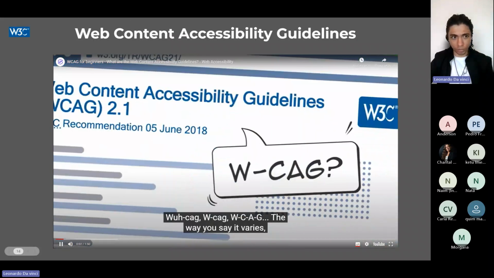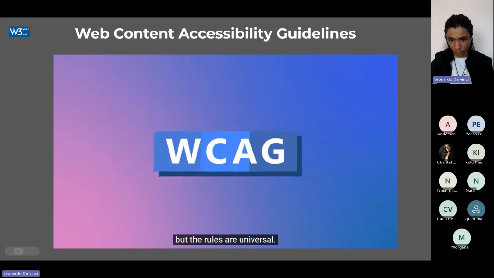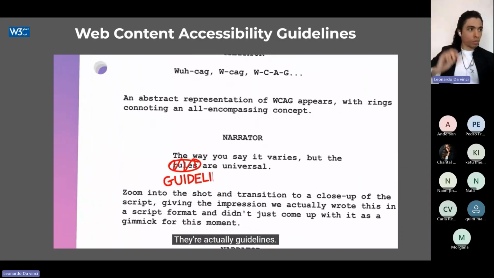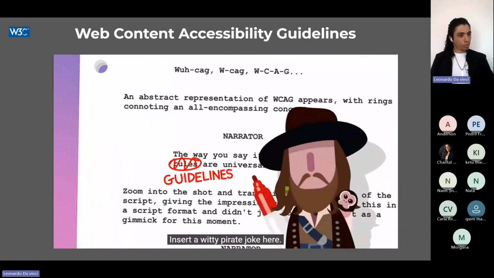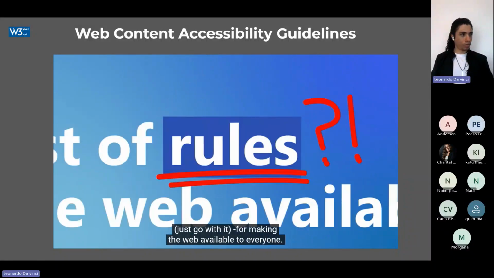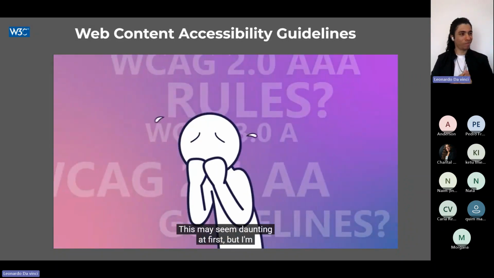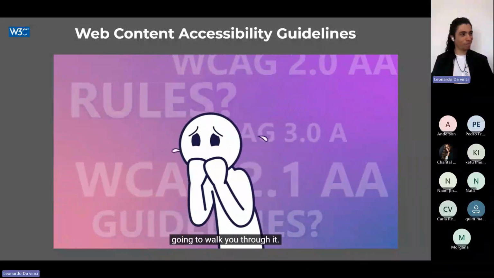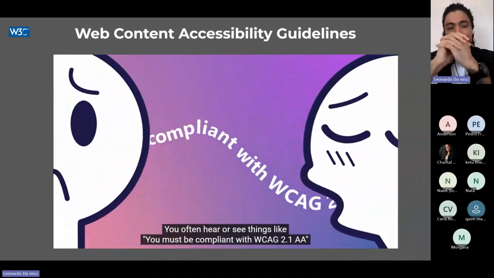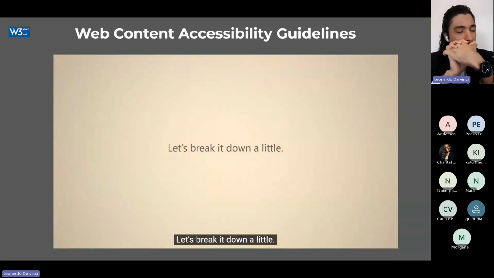WCAG, WCAG, WCAG. The way you say it varies, but the rules are universal. Did I say rules? They're actually guidelines. Insert a witty pirate joke here. The Web Content Accessibility Guidelines are a list of rules, just go with it, for making the web available to everyone. This may seem daunting at first, but I'm going to walk you through it. You'll often hear or see things like, you must be compliant with WCAG 2.1 AA. But what does that even mean? Let's break it down a little.